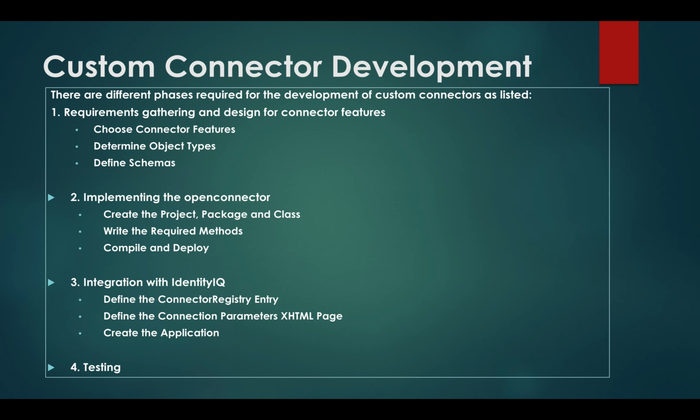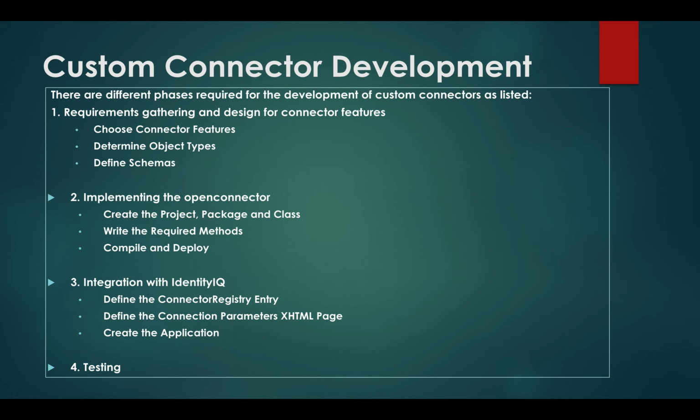So once we define the architecture and properties of the connector, then we move on with the open connector framework coding. Basically we follow any kind of IDE, then we have to implement the open connector framework, open connector.abstract connector, and then we have to write the required methods based on the connector feature string, and then ultimately compile and deploy the code. Finally, once the custom connector is developed, we have to define it within the connector registry entry.